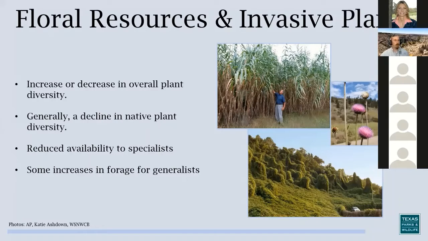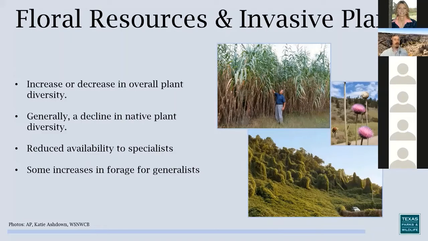And if they lose those plants, the species goes away as well. So that can have a major impact on the pollinators. But in some cases, and musk thistle is another great example, you can see an increase in forage availability for some of the species that tend to be more generalists.